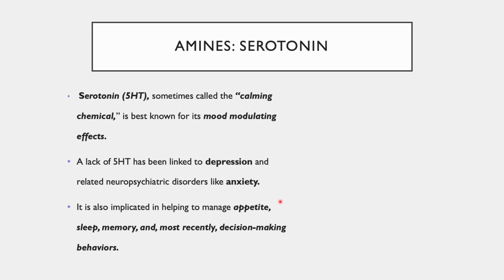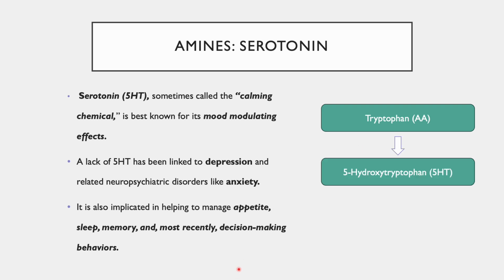We know that serotonin plays other roles aside from our mood regulation, including appetite, sleep, learning and memory, and most recently, decision-making and behavior. So serotonin derives from the amino acid tryptophan. Tryptophan is converted into 5-HT. 5-HT is the precursor for serotonin.